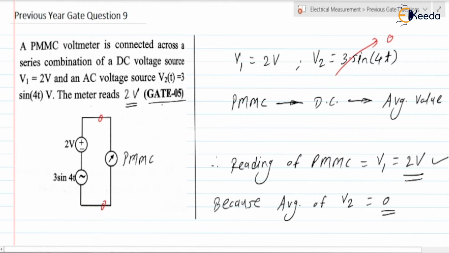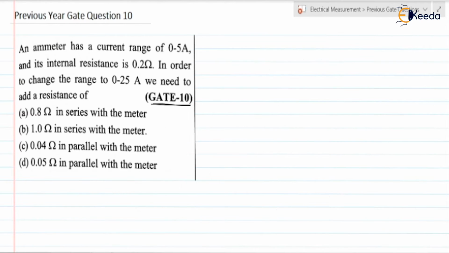This question is from GATE 2005 examination. Previous year GATE question number 10. Let us read the question. An ammeter has a current range of 0 to 5 ampere and its internal resistance is 0.2 ohm. In order to change the range to 0 to 25, we need to add a resistance of, and they have given the 4 options. So here the ammeter is having a range 0 to 5.